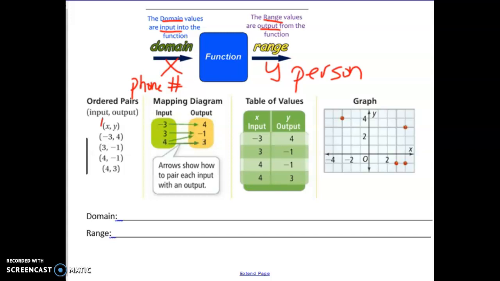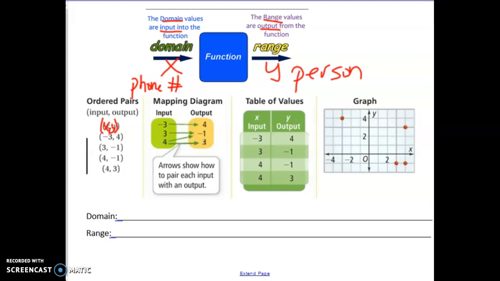They need to be given to us as a point, an ordered pair, an x and a y. And we saw that from our table. We can do this as a mapping, where this number gives me this, 3 gives me -1, 4 gives me -1, 4 gives me 3. We can do it as a table of values. We can also do it from a graph.